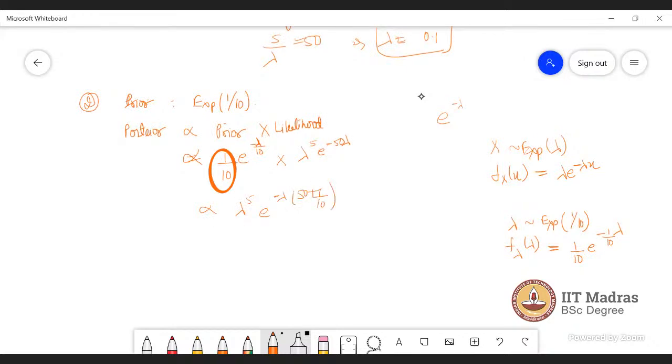But ma'am, put 1 upon 10 in place of lambda. No, it is right. You are getting confused with the lambda, I guess. Yes, ma'am, can you please clear it? So this is a Bayesian estimator we are talking about, and the parameter is lambda. In the original problem, the parameter is lambda, but this lambda is a random variable, and what is given to us is that this lambda follows the exponential distribution whose parameter is 1 upon 10.